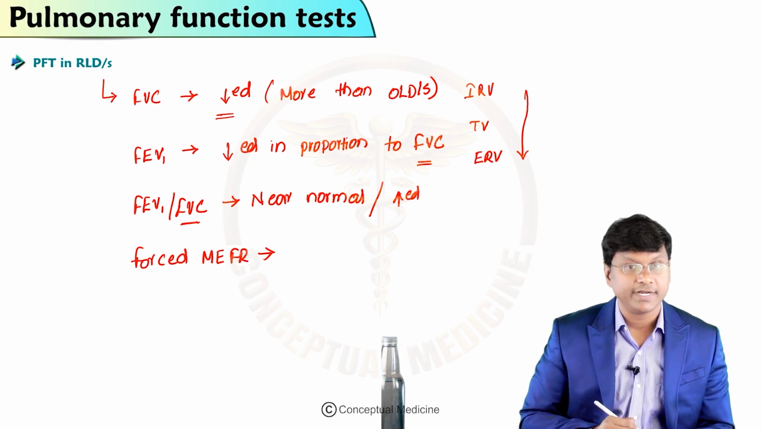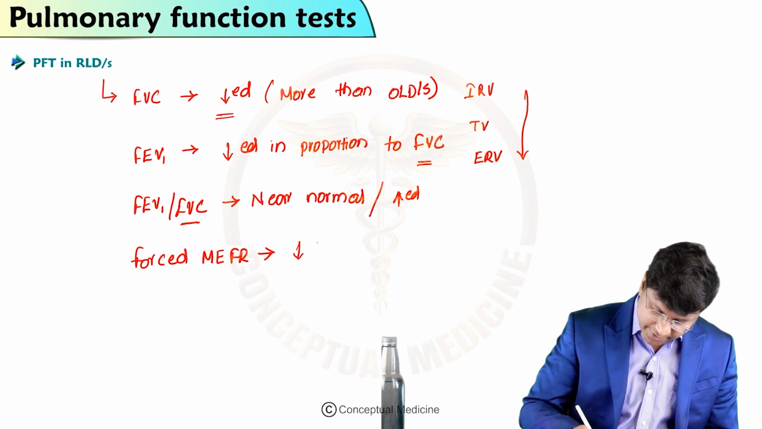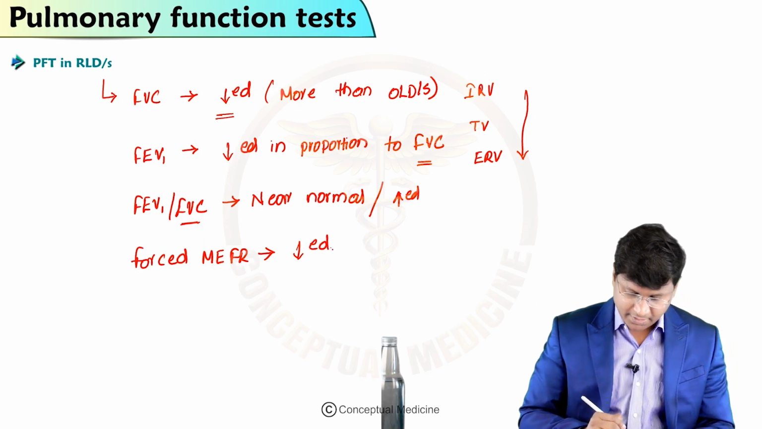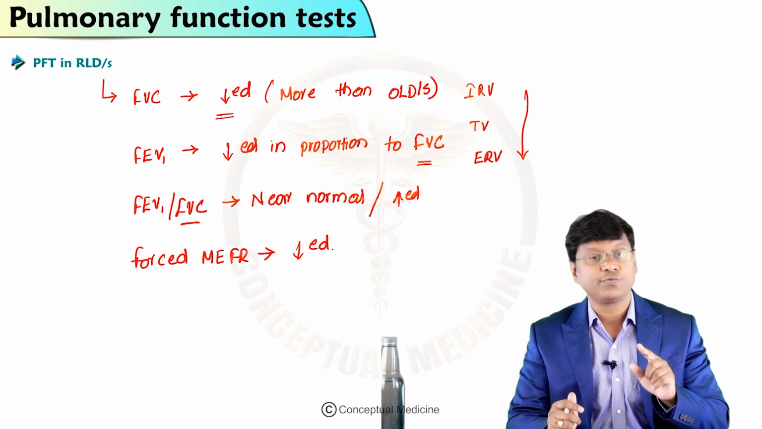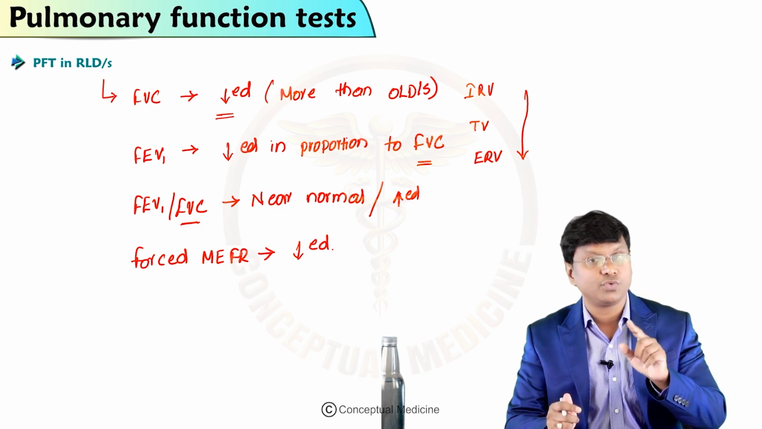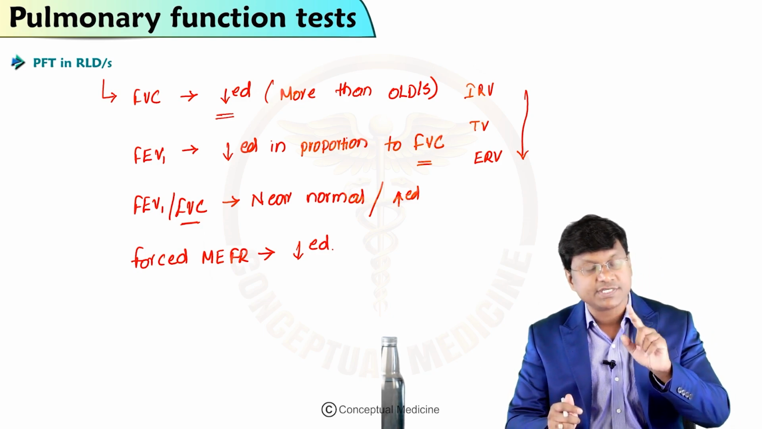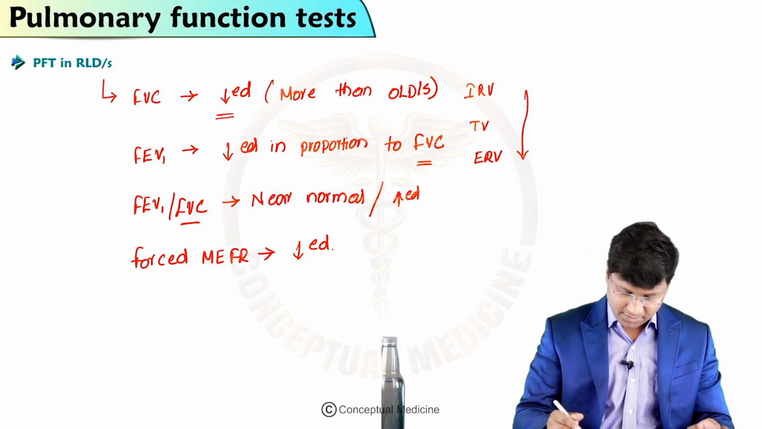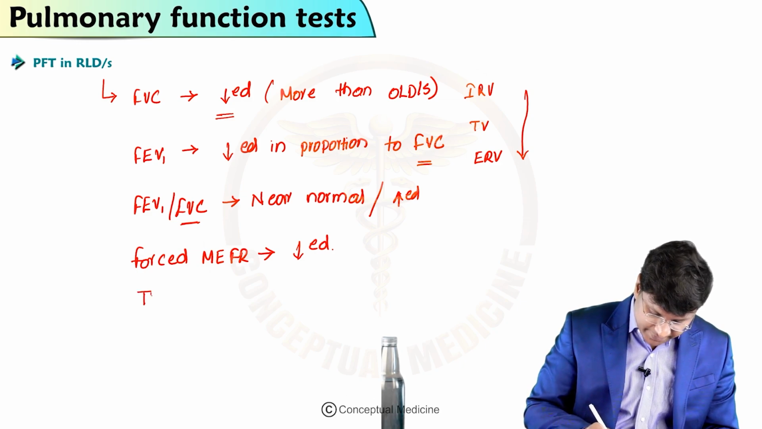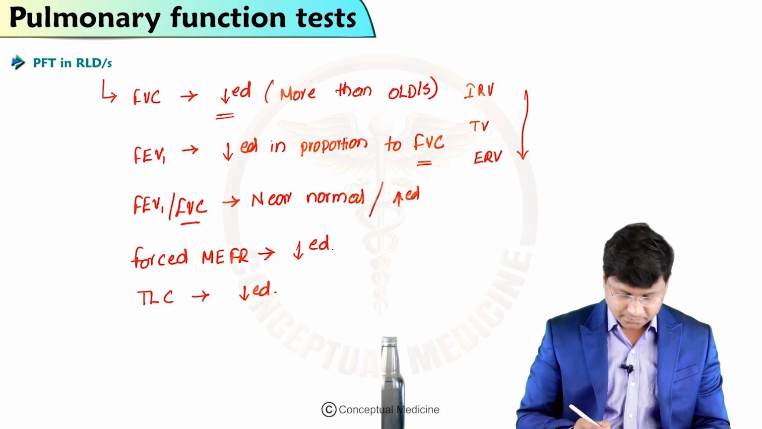Forced mid-expiratory flow rate, this is also decreased. And I said this forced mid-expiratory flow rate is reduced both in OLD and RLD, and it is more sensitive in OLD rather than the RLD. Then what will happen to your total lung capacity? The total lung capacity is also decreased.